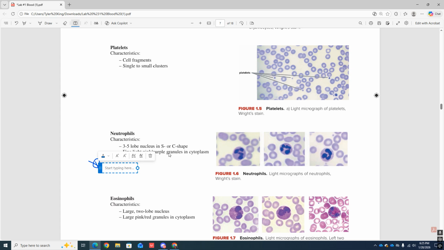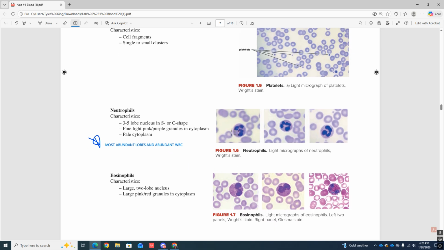But my way of knowing what this is in particular is how many lobes it has. Lobes, and abundant white blood cell, too. As we're going to see as we look through all these, this one has the most lobes out of all of them. They appear in this S or C shape, with fine light pink purple granules in the cytoplasm and pale cytoplasm. You can count all of them here: 1, 2, 3, 4; 1, 2, 3, 4, 5; 1, 2, 3, 4. So 3 to 5 lobed nuclei.